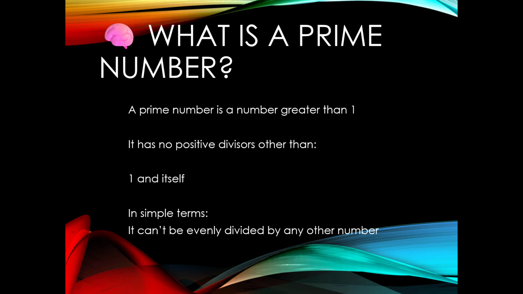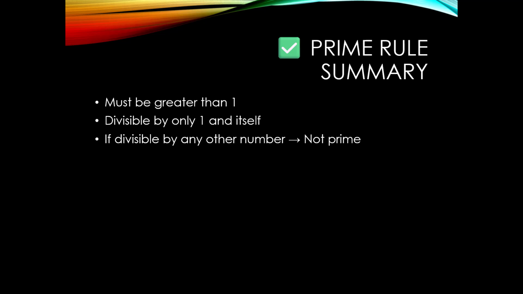So in this lesson, we are going to learn what a prime number is and how to check if a number is prime using Python. So what is a prime number? A prime number is a number greater than 1 that has no positive divisors other than 1 and itself. So it is only divisible by 1 and the number itself. In simple terms, it's a number that cannot be divided evenly by any other number except 1 and itself.